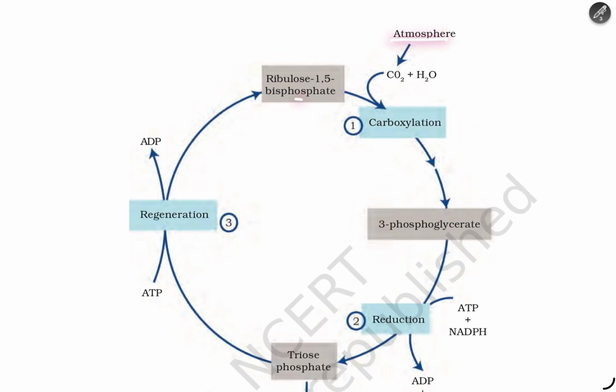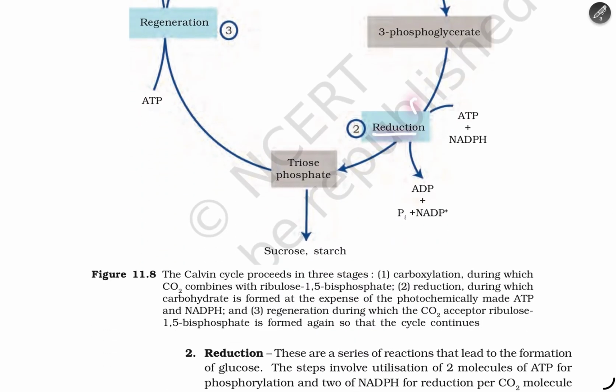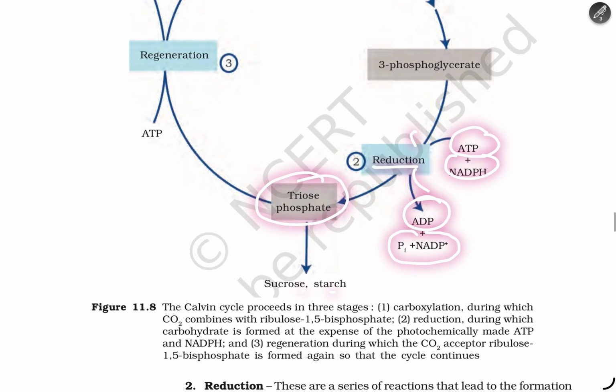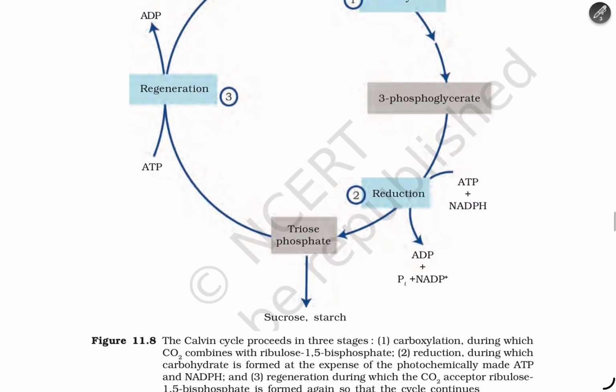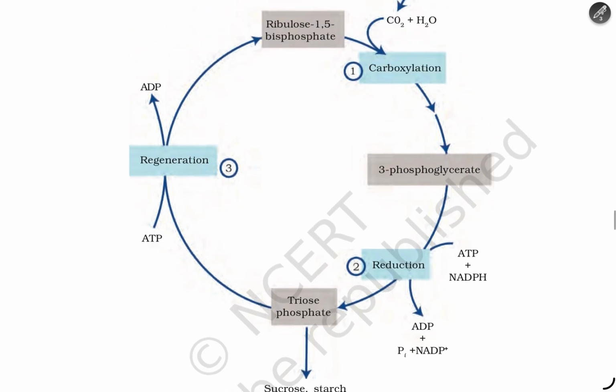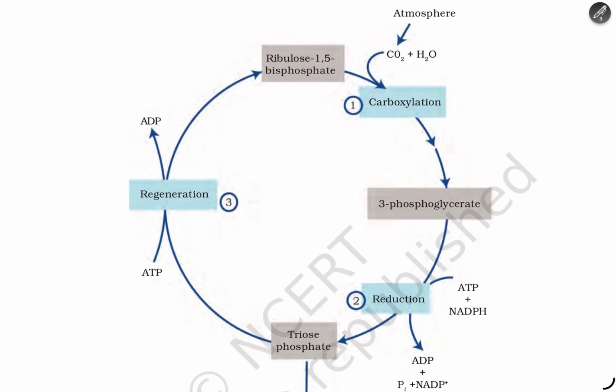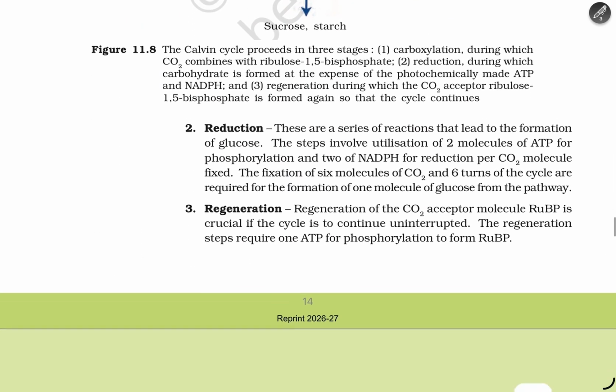Ribulose 1,5 bisphosphate, atmospheric carbon dioxide and H2O, carboxylation giving 3-phosphoglycerate, then reduction with ATP plus NADPH giving ADP plus Pi plus NADP plus, and triose phosphate, sucrose to starch, and then regeneration, with ATP going to ADP, and then back into ribulose 1,5 bisphosphate.